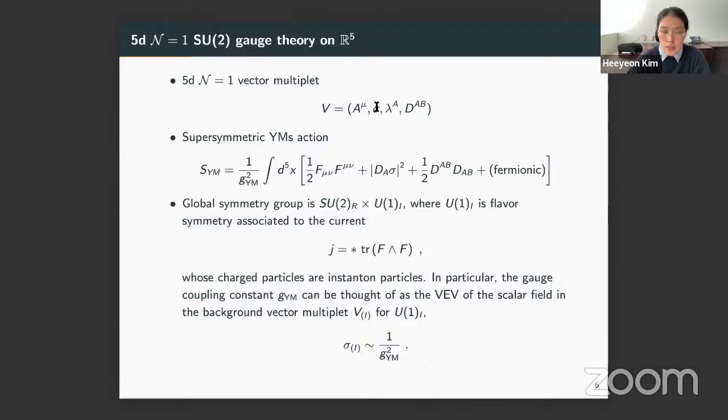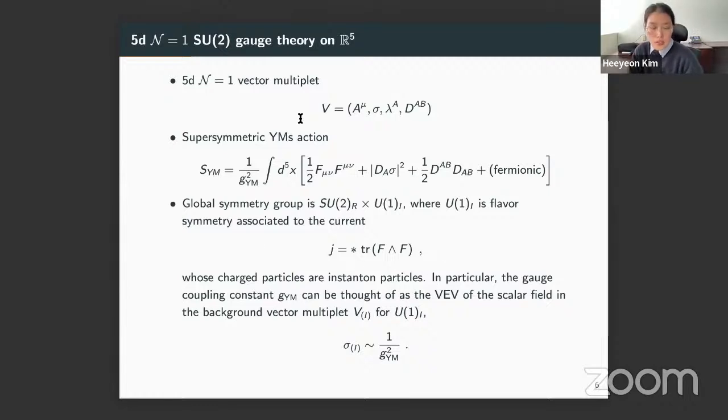In particular, sigma is a real scalar valued in the adjoint representation of the gauge group SU(2), where you can write down the supersymmetric Yang-Mills action as usual in the following way. What's going to be most important for us is the global symmetry group that the theory enjoys, which is SU(2)_R times U(1)_I, where SU(2)_R is the usual R-symmetry group and U(1)_I is the flavor symmetry that is present in any 5D gauge theory, which is associated to this topological current, which can be written in the following way, whose charged particles are instanton particles.